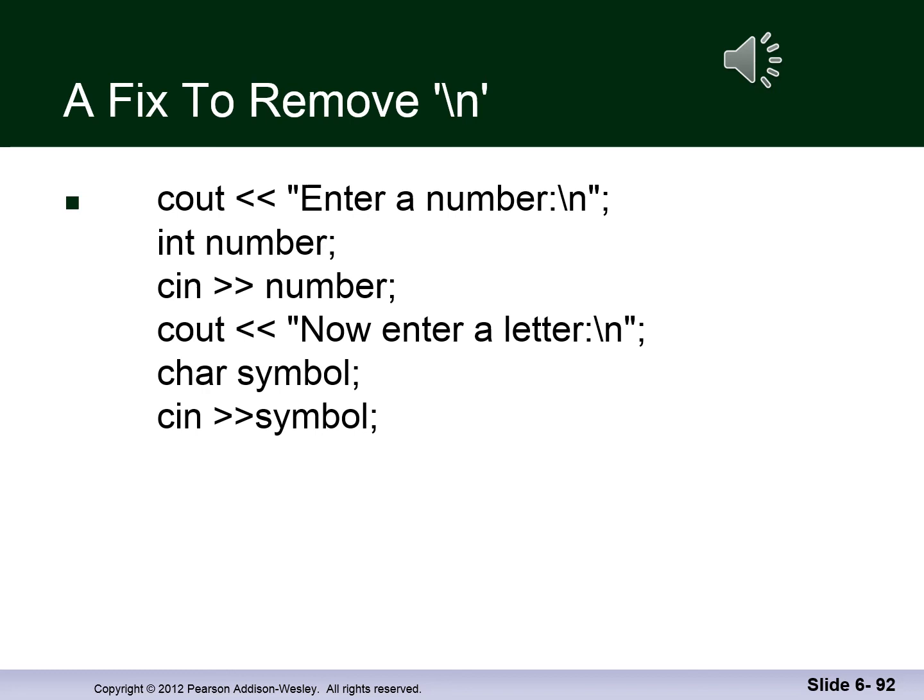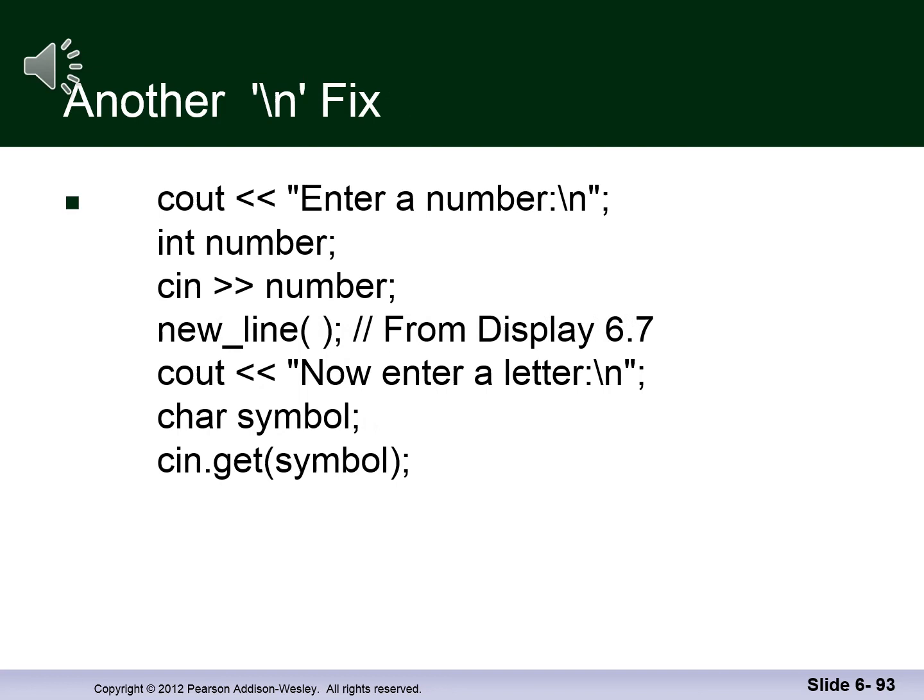Here's another slide that shows you how to fix or remove the new line character. I think I described this at the end of my last slide, just use cin with the extraction operator to get symbol, and it will get the A, not the new line character, as we got with the get member function. Still beating that dead horse. Here, we use cin with the extraction operator and cin.get, as in the original example, but we call the newline function from 6.7 to clear the new line character, and using cin.get, symbol will contain the A on the next line.